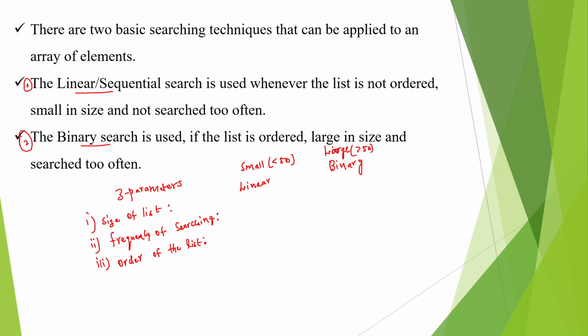Then frequency of searching. If it is searched too frequently, then we have to go for binary search. Less frequently, we have to go for what we call linear search. That also I will write here. Less frequent.